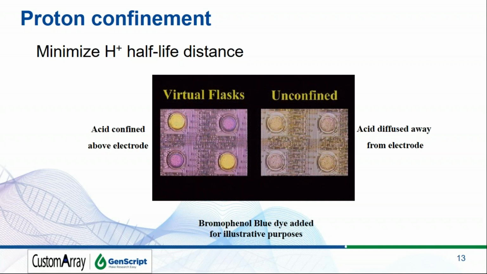So here on the left, we have fine-tuned the chemistry to create what we call a virtual flask. The yellow there is where the acid is being generated, and you can see that it doesn't spread to any of the neighboring electrodes. You want to be able to only create the acidic environment where you want to and make sure it doesn't go anywhere else. On the right, you can see what we've purposely made it not work, and here you see this diffuse acid across the entire surface, which is not what you want.